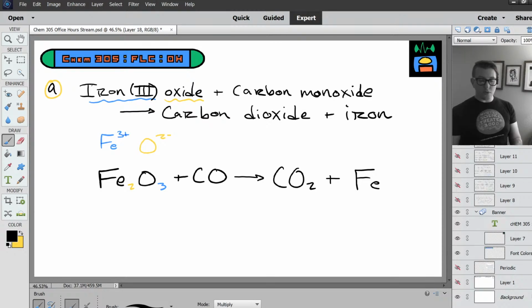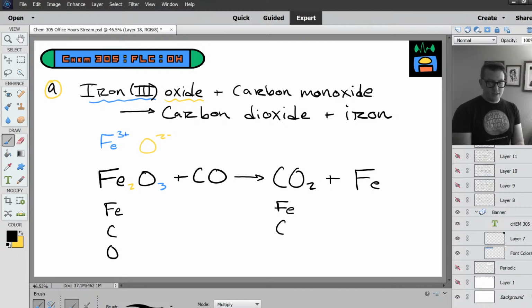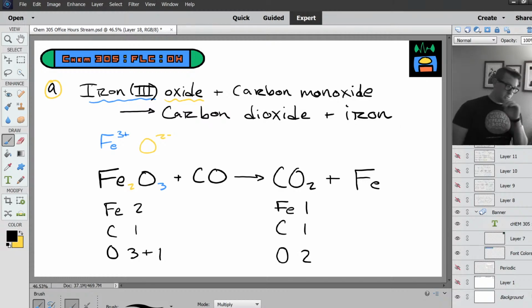So these are reactants. Now, check this out. When you see it, you're like, oh, that didn't look so hard, but it's honestly wicked hard to spot. I wouldn't put something like this on the test, so you don't need to stress. But check this out. So we've got 2 iron, 1 carbon, 3 oxygen from iron 3 oxide, and then 1 oxygen from carbon monoxide. Then we have 1 iron, 1 carbon, 2 oxygens on our product side.